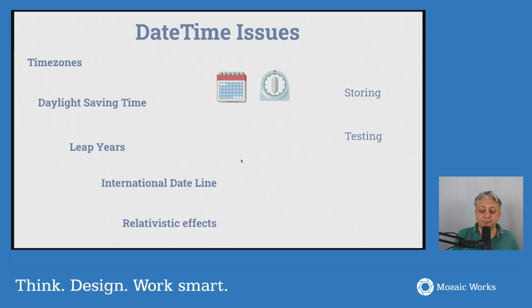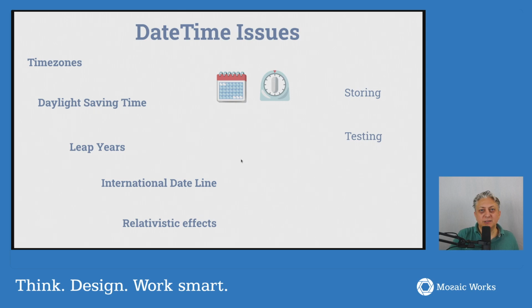Leap years, a very common issue with leap year bugs. And we'll discuss more about those. International dateline. Not many people know, but if you travel long enough around the Earth, surprise, you end up crossing the international dateline, which changes your date. It goes 1 day forward or 1 day back. And something that we'll just touch a little bit, relativistic effects. We won't talk too much about those because those are quite rare.